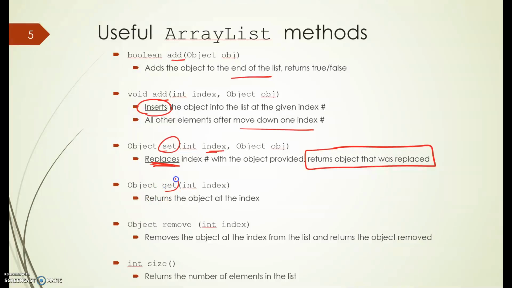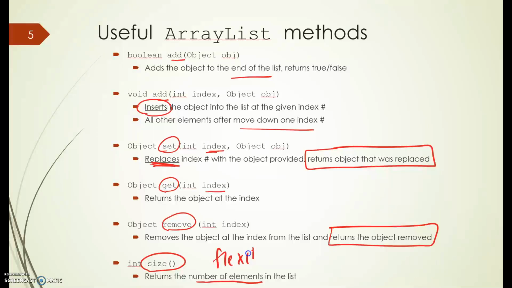The get method is just like our typical getters. It is going to get the object at this index and return it. Remove is going to take this object and delete it from our array list, and it then returns the object that is removed. And lastly, the method size returns the number of elements in the list. Now remember that an array list has a flexible size. So as you add and remove elements, this method will return a different number.